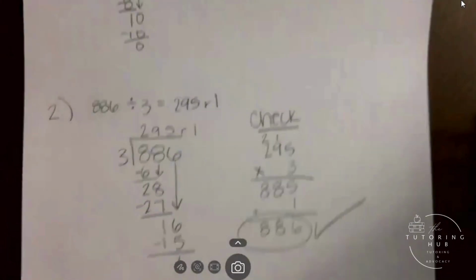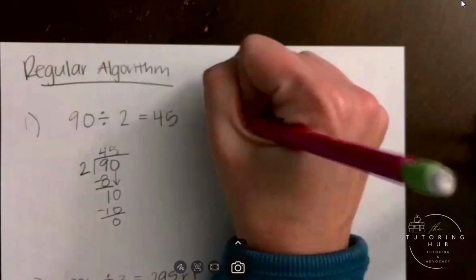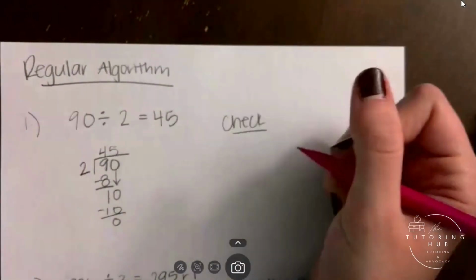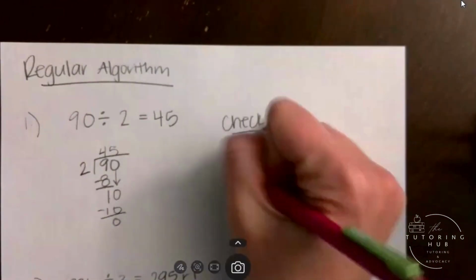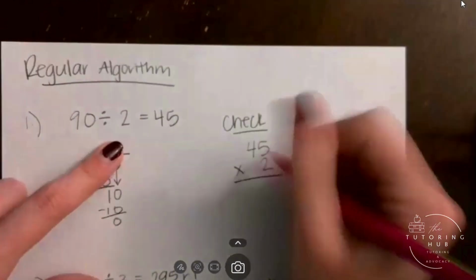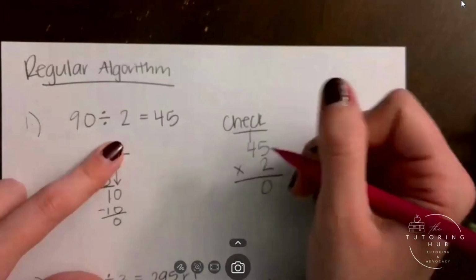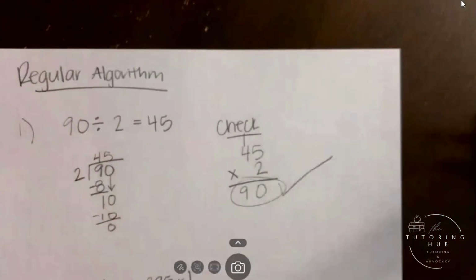And I didn't show the check on this one, so if we want to show the check for this one as well, if we're unsure of our answer, we can do our check, and we do the opposite of dividing, which is multiplying. So I'm going to take my quotient, 45, and multiply it by the divisor, which is 2. So 2 times 5 is 10. 2 times 4 is 8, plus 1 is 9, and it's 90, so it does check.